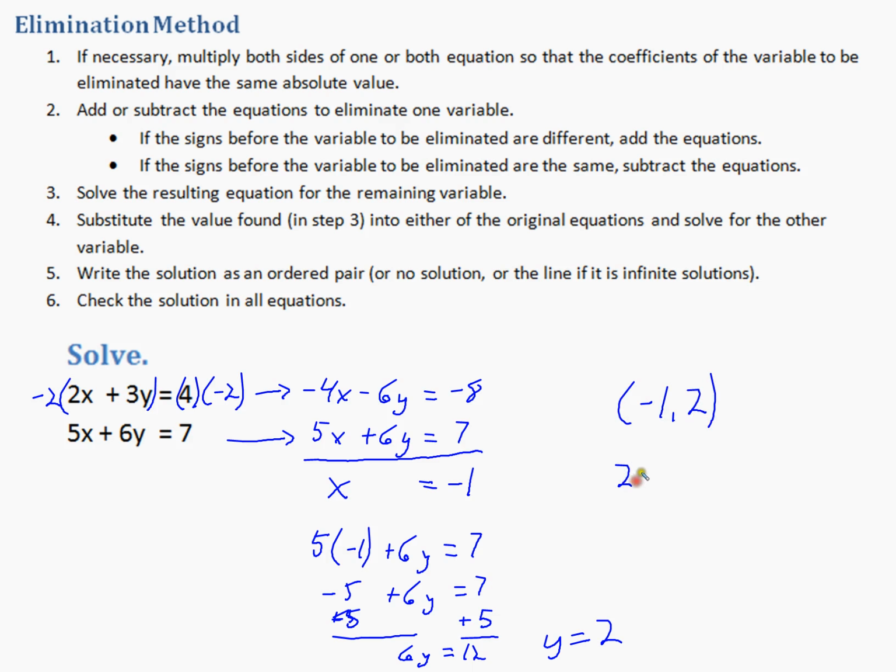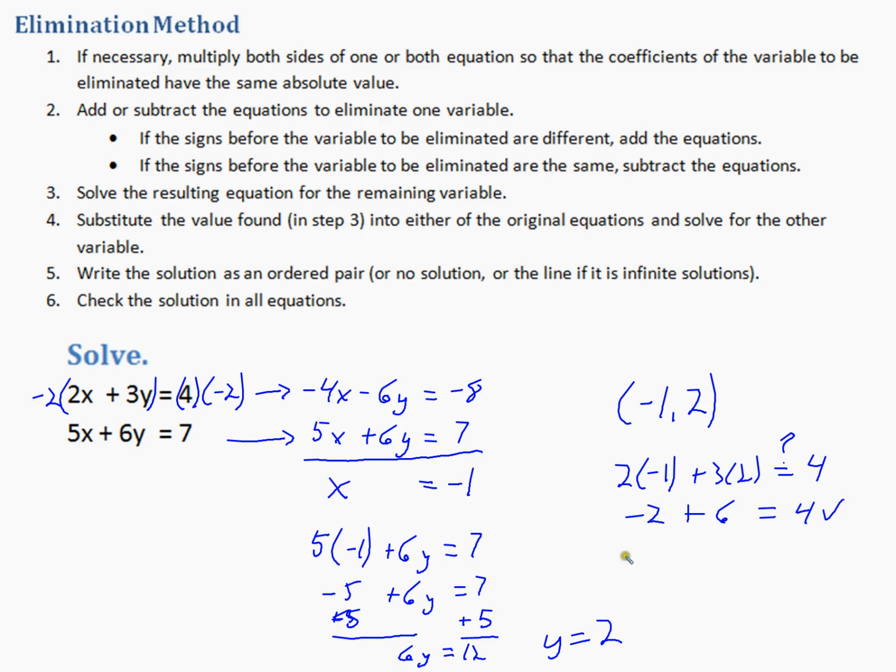I'll do it kind of quickly here. 2 times -1, so I'm putting it into the first equation. 2 times -1 plus 3 times 2. Does that equal 4? Well, we have -2 plus 6. That does in fact equal 4, so it works there.